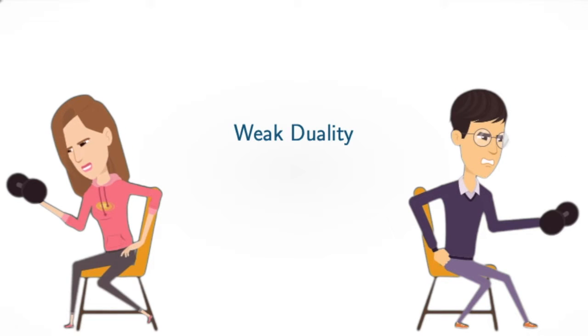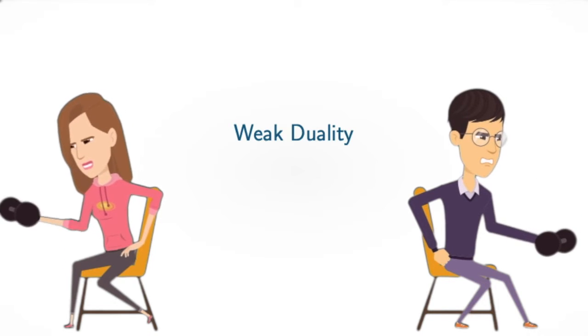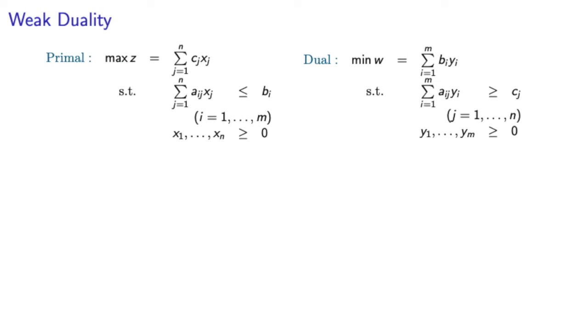In this video, we'll discuss the property of weak duality in linear programming. So here we have the primal and dual LP written for the general case. So we have a maximization LP in the canonical form, and then we have its dual, which is a minimization LP in the canonical form.